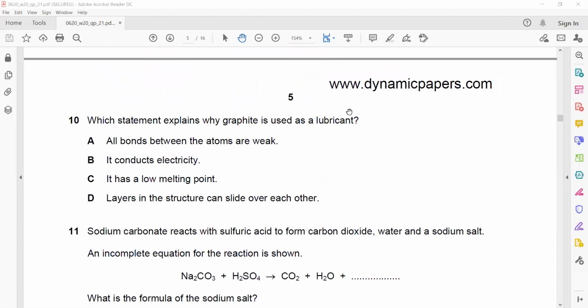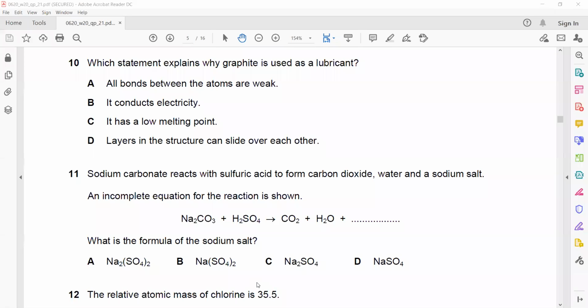Question 10. Which statement explains why graphite is used as a lubricant? This is again related to structure and bonding. D. Because the layers in the structure have weak forces between the layers, which can slide over each other.